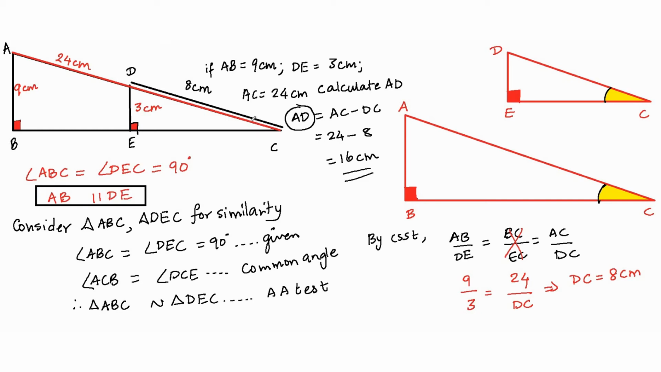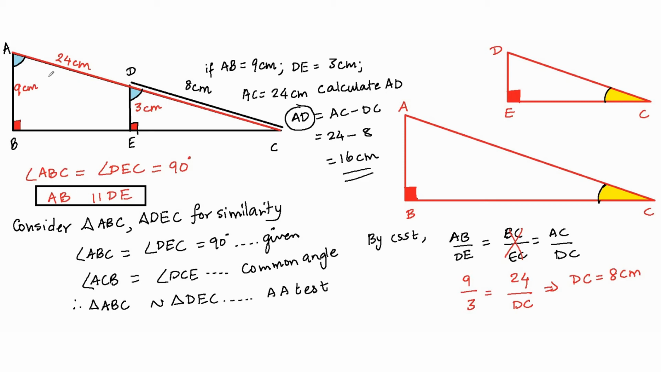But I could have, instead of using the common angle C, also said that because AB and DE are parallel, these two angles are equal by the corresponding angles test, right? But I never used it, so I used the idea of common angle. If somebody wants, they can definitely use angle A equal to angle D because of corresponding angles, and then again the AA test holds true.